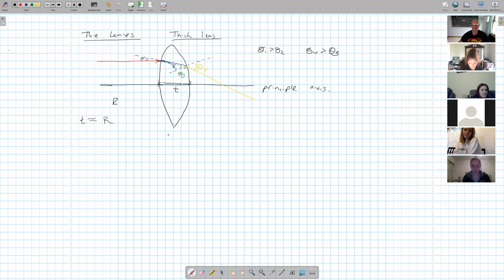A thin lens is defined by the fact that the thickness of the lens is much, much less than the radius of curvature. So basically here, you're now dealing with something that looks like this. The thickness across here, T, is much smaller than the radius of curvature.